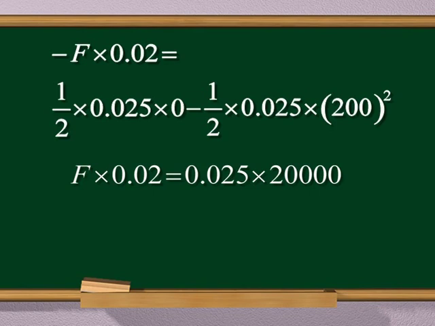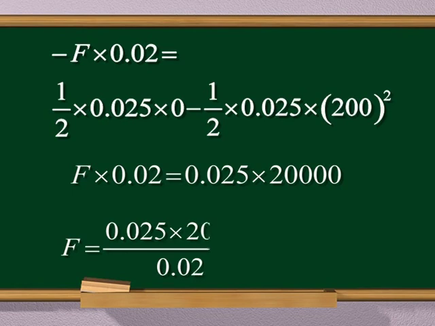0.025 into 20,000. After multiplying and dividing, we get the average force of resistance offered by the target as F equal to 0.025 into 20,000 by 0.2, which comes out to be equal to 25,000 Newton.